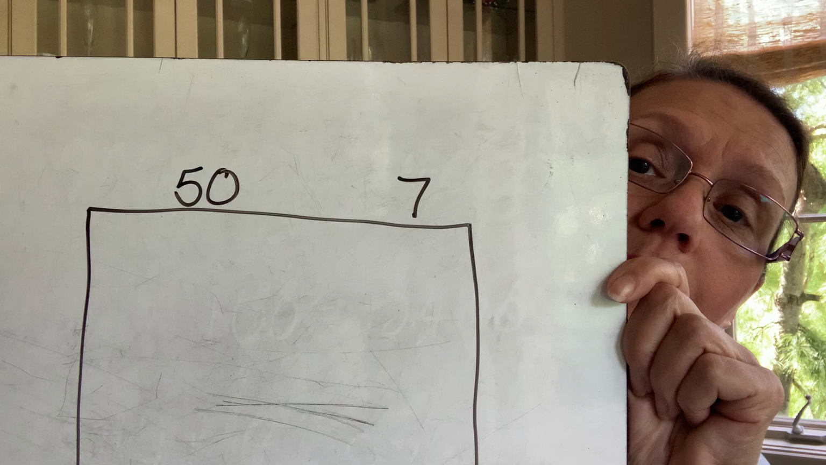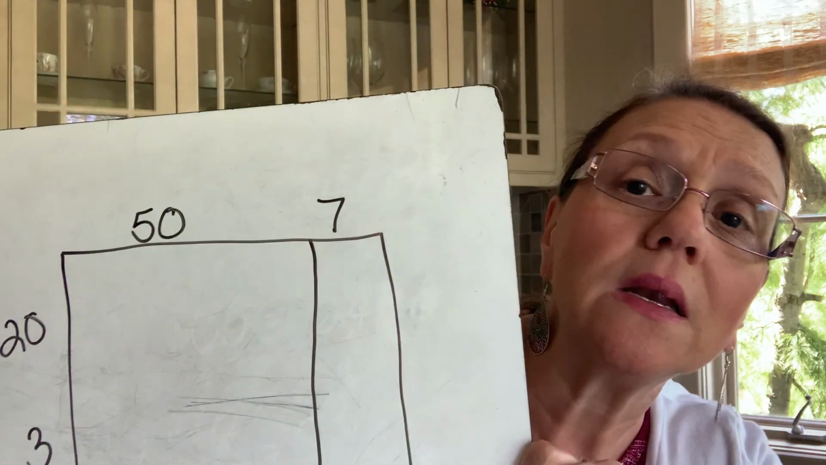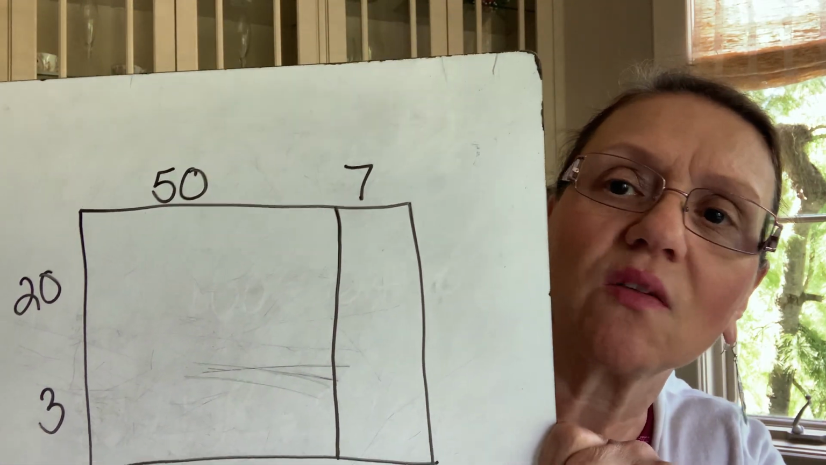So I'm going to break up 57, which is equal to 50 plus 7. So along the top, I'm going to put 50 and 7, just like that. Now along the side, I'm going to break up 23 into 20 and 3. And then I'm going to draw my lines to represent my numbers. Now, there is no measuring needed here. It's an estimate. It doesn't really matter.